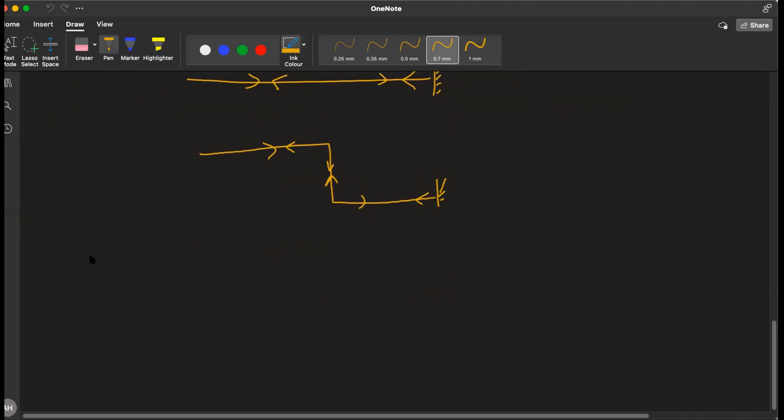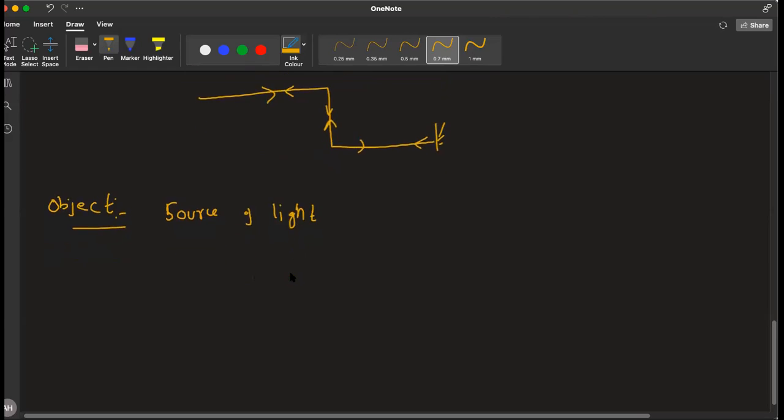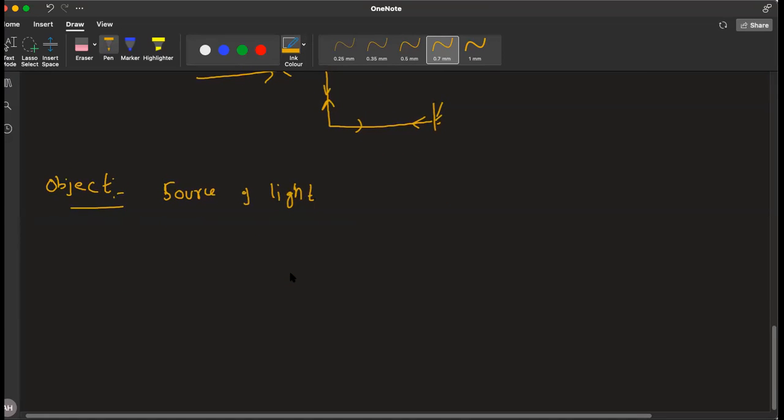Okay, the next topic is the concept of object and image. In ray optics, object means the source of light. An object is always the source of light. That source could be luminous or non-luminous. It doesn't matter whether it is luminous or non-luminous. It's a source of light. That light is coming from the object. Like for you, a candle is a source of light, so it is an object.